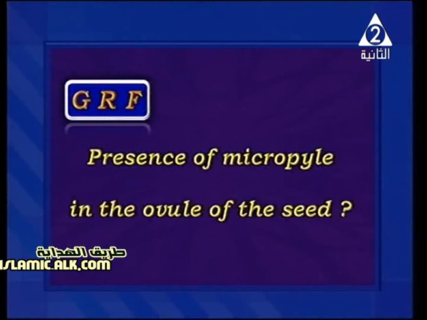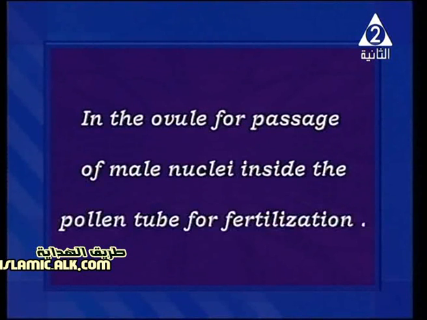We have a give reason here for you: the presence of micropyle in the ovule of the seed. Very simple question. Who can answer this question? Yes, we need what? We need reaching the generative cell nucleus, and also the nutrients. So the micropyle is important for what? The passage of male nuclei inside the pollen tube for fertilization.